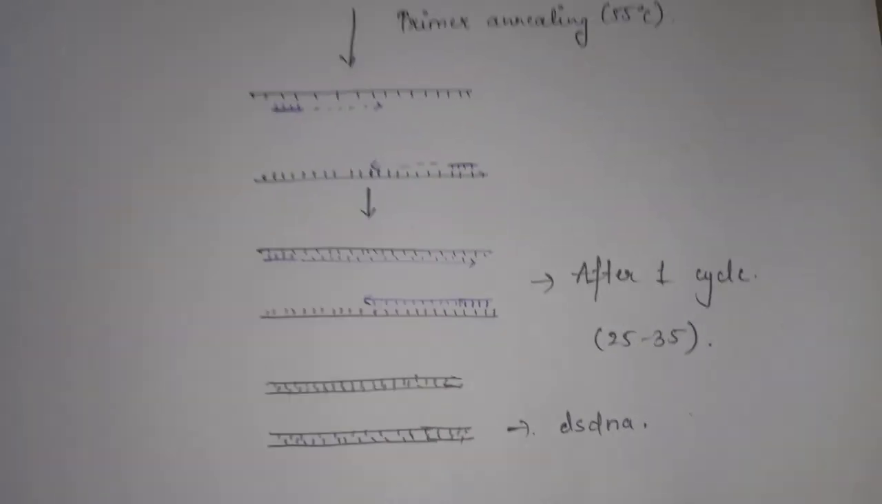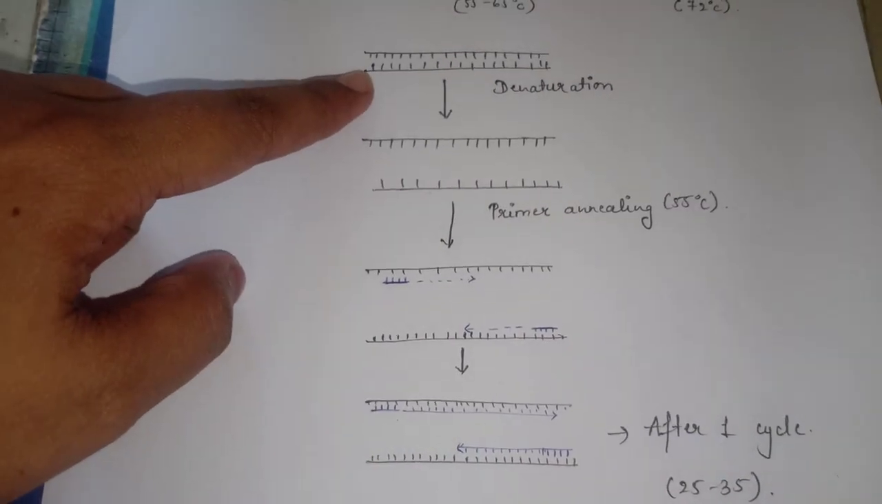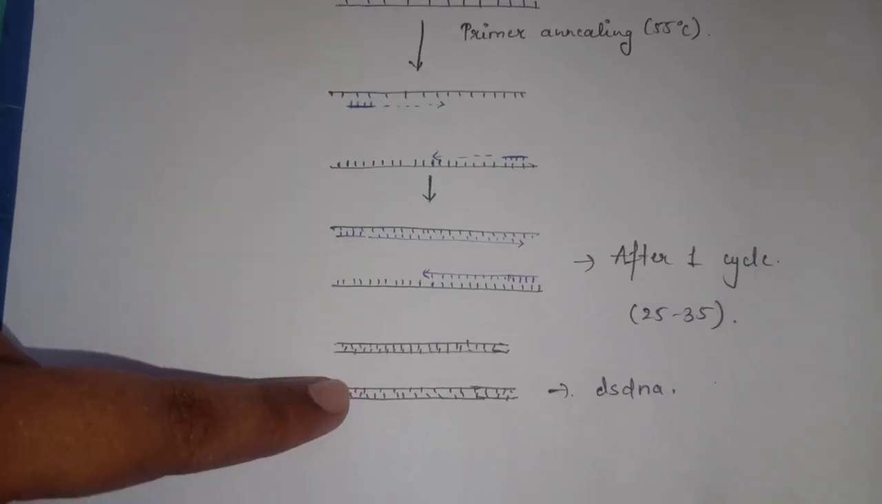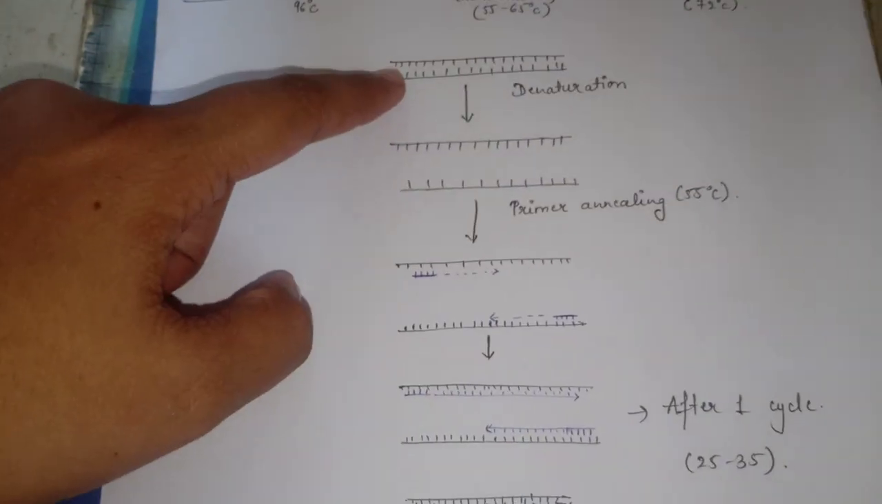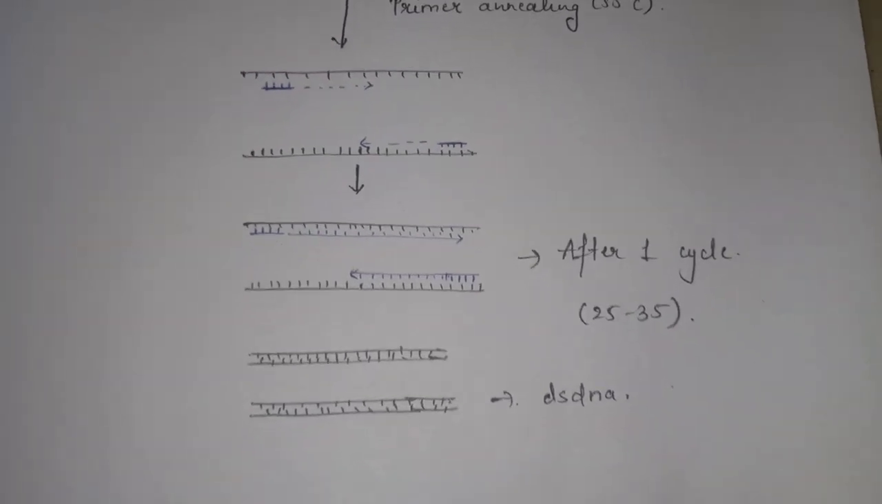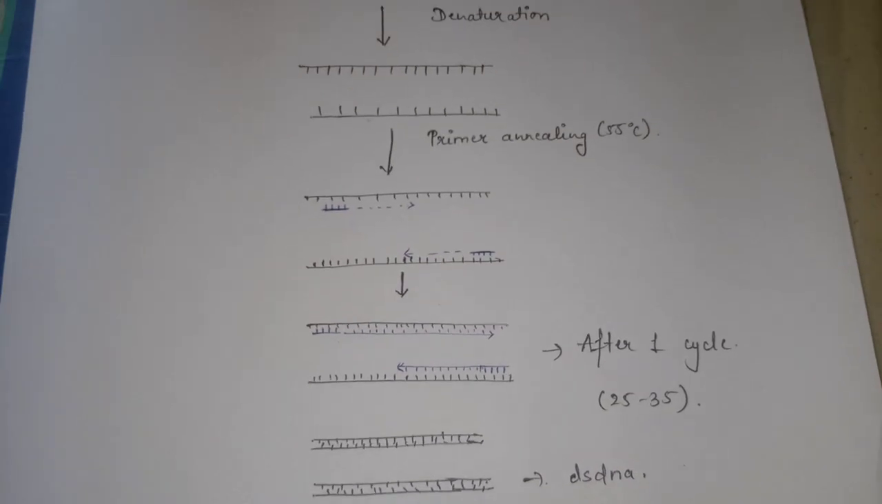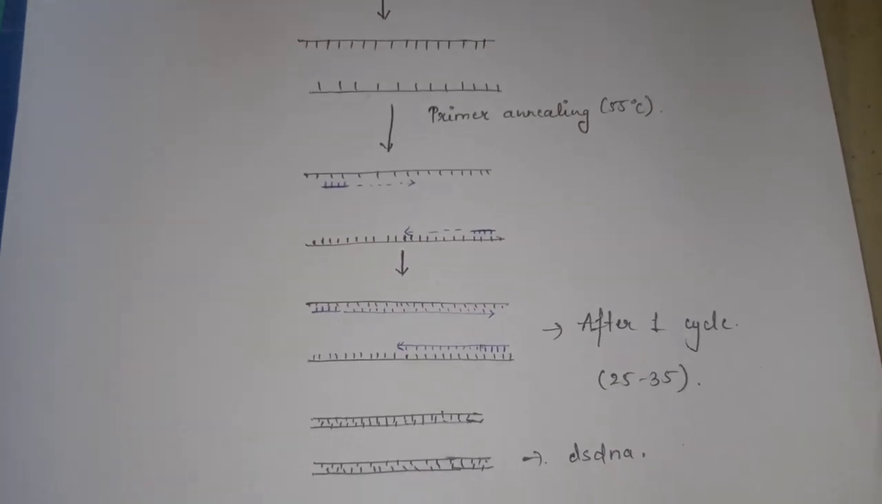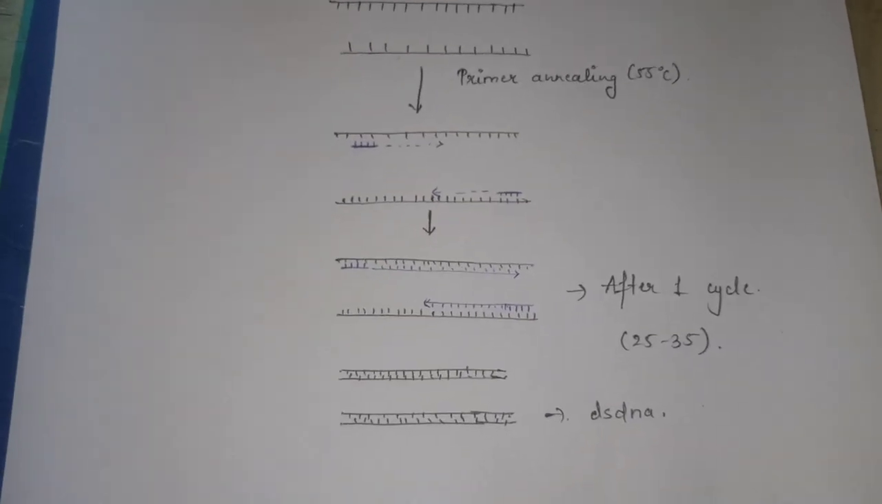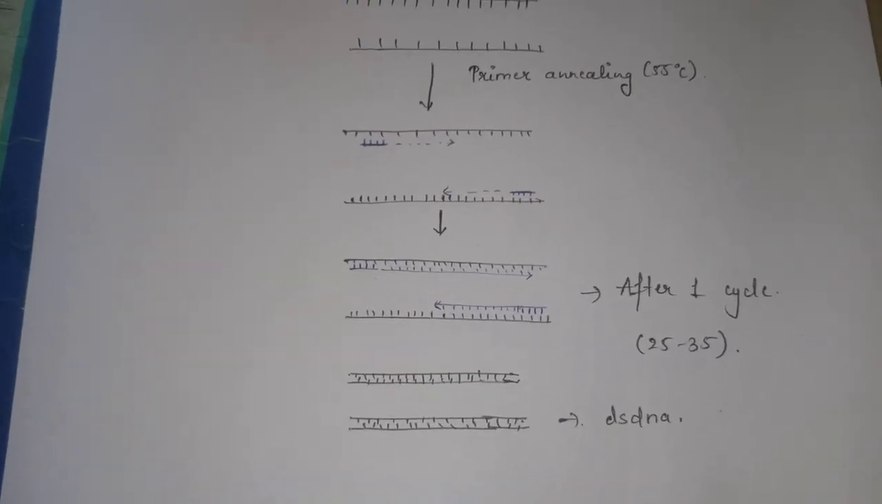Say, after one cycle you get 2 types of double-stranded DNA, using this as a template. So like this, 25 to 35 cycles are carried out for one whole PCR process, and you can get billions of DNA fragments of your desired interest.